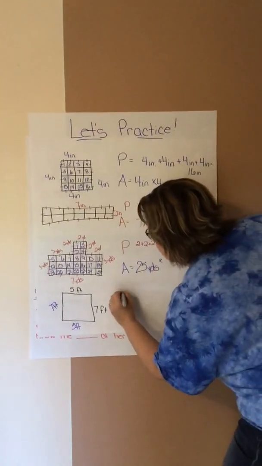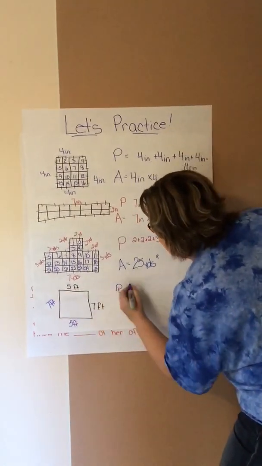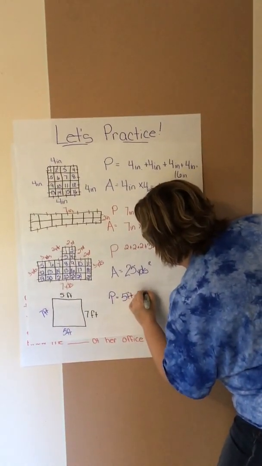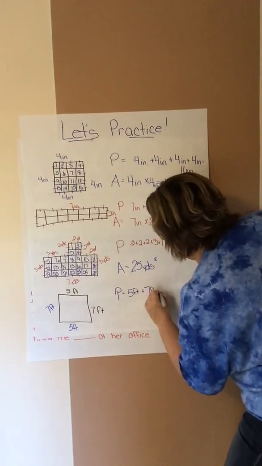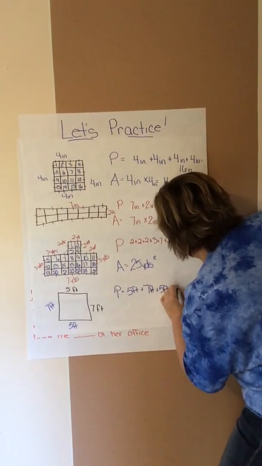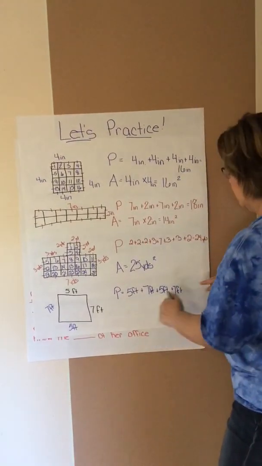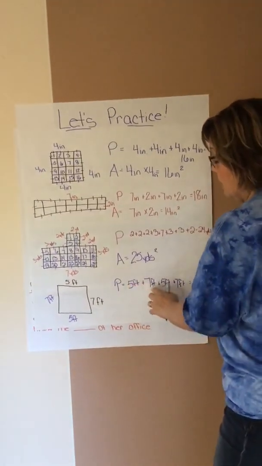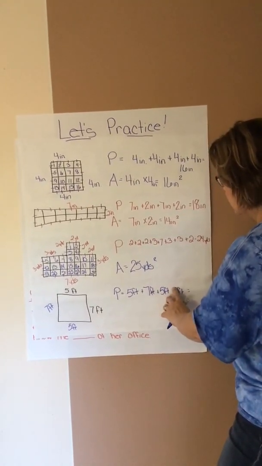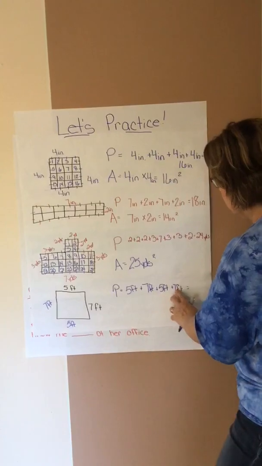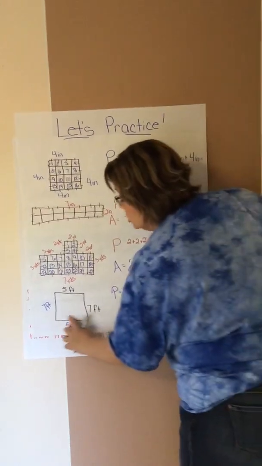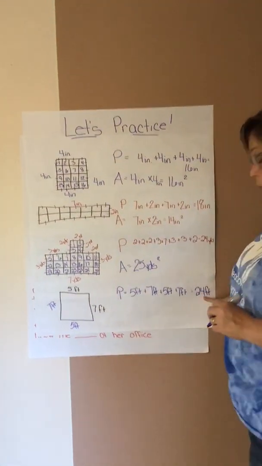So, to do our perimeter, 5 feet plus 7 feet plus 5 feet plus 7 feet. So, here we go. 5 plus 7 is 12, 13, 14, 15, 16, 17, 18, 19, 20, 21, 22, 23, 24. So the perimeter around the edge of our figure is 24 feet.